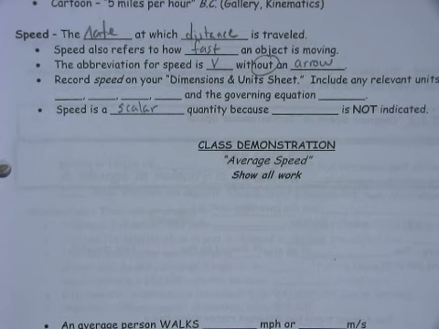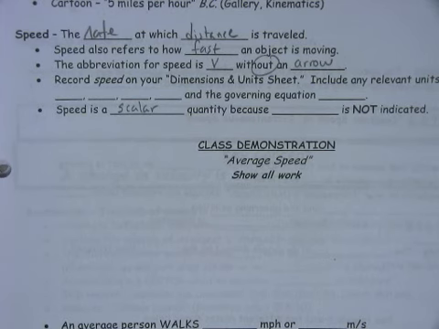The abbreviation for speed is a V without an arrow. Sometimes people see V and they think velocity, and that's a pretty good guess. But we're going to learn that velocity has an arrow on top because velocity is going to be a vector and speed is going to be a scalar. And so we're going to use V to symbolize speed.